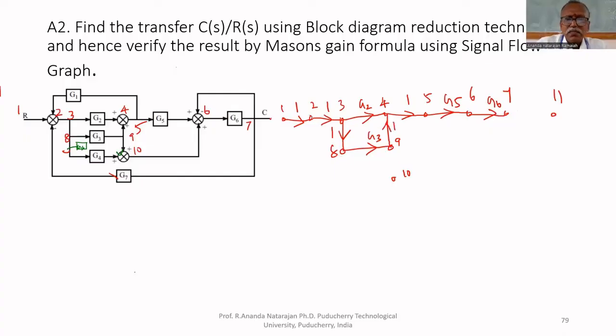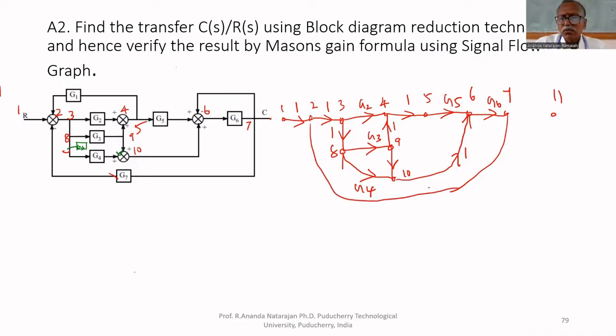Here, G4. 8 to 10, gain is G4. 10 to 9 and 9 to 10 only. Then 10 to 6, one path is there. Gain is unity. 7 to 2, gain is minus G7.